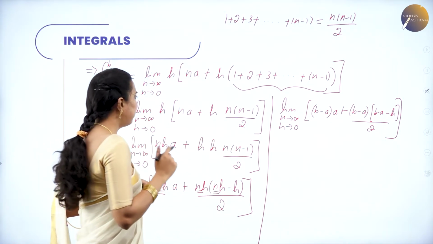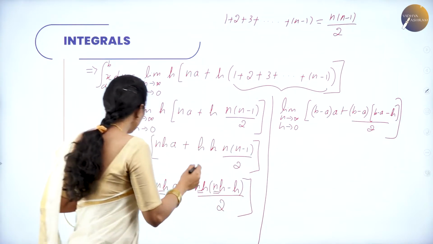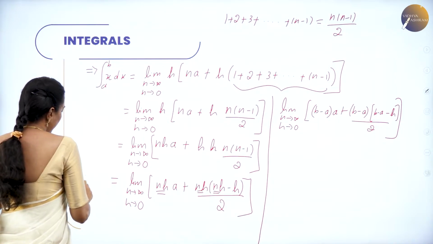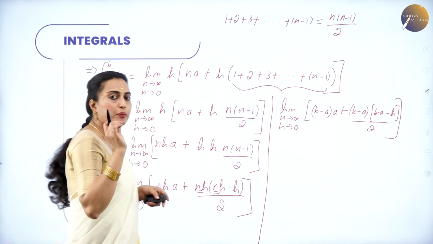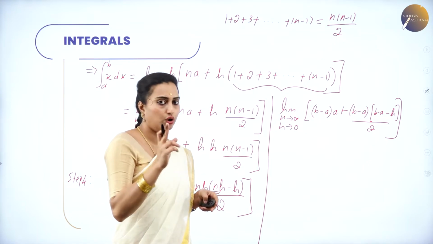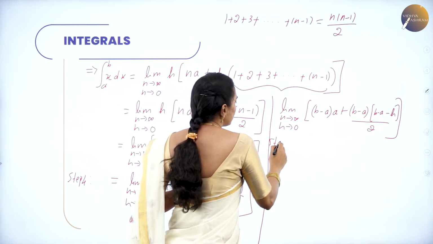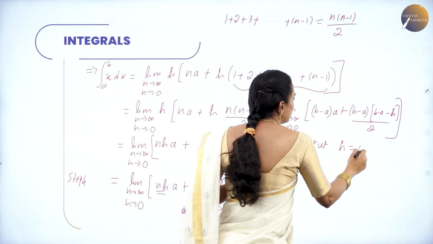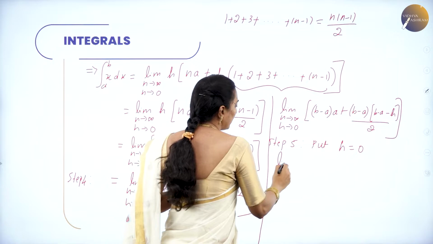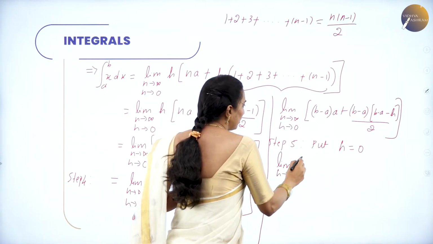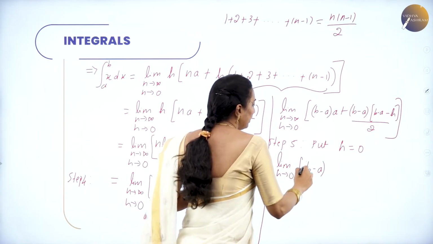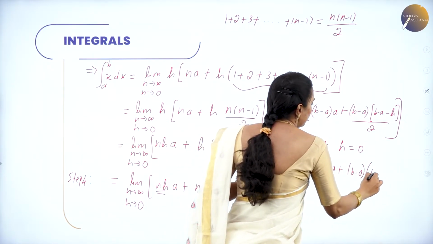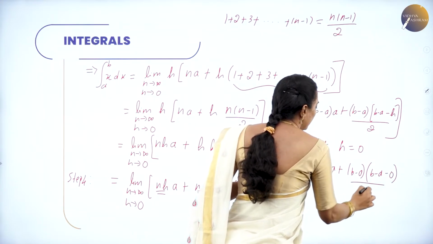Step, what is that? 4, okay? So, you can consider this as step 4. See, step 4 is nothing but substituting b minus a as nh, okay? Step 5 is substituting, put h equals 0. If you put h equal to 0, you are getting limit as h tending to 0, (b minus a) into a plus (b minus a) into (b minus a minus 0) divided by 2.